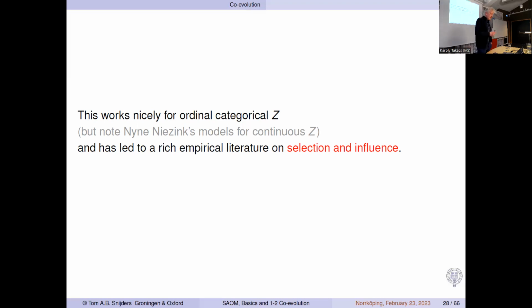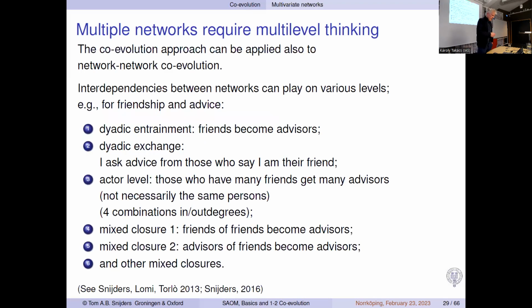And so the idea of network behavior co-evolution has led to a large literature on selection and influence. For example, for smoking, it is well known that friends of smokers tend to be smokers. And is that because smokers choose smoking friends, or because they influence their friends to smoke? Those questions can be answered by this technique. But my focus will be on co-evolution of networks.